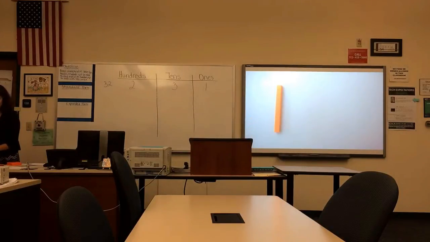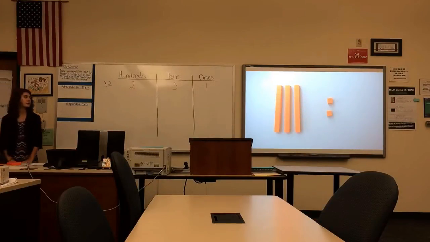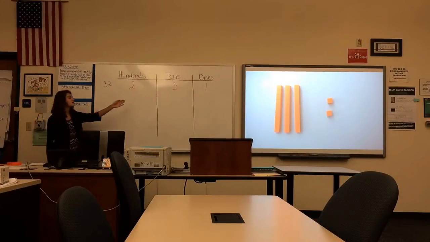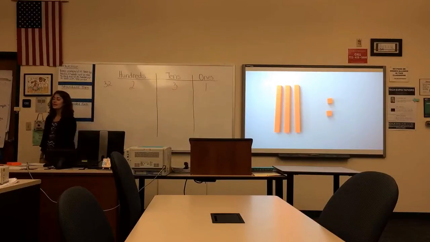32. How would you show me 32 using your base 10 blocks? Your paper should look something like this. You should have 3 10 blocks and 2 1 blocks. This is a representation of 32.